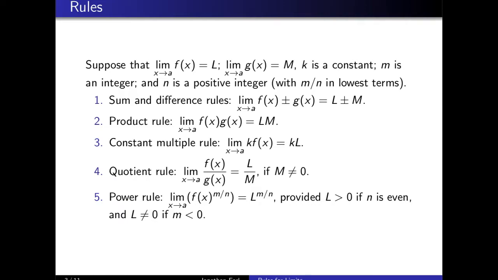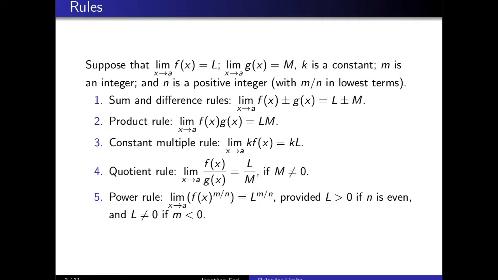So we're going to suppose that we have two assumptions. We have the limit as x goes to a of f of x is equal to L, and then we have the limit as x goes to a of some function g is equal to m. We'll also assume that k is a constant, little m is an integer, and little n is a positive integer, where m over n is in lowest terms. So something like you couldn't have m be 6 and n be 2.